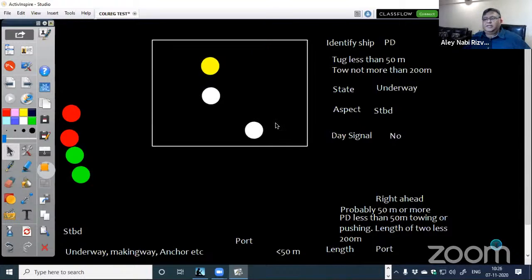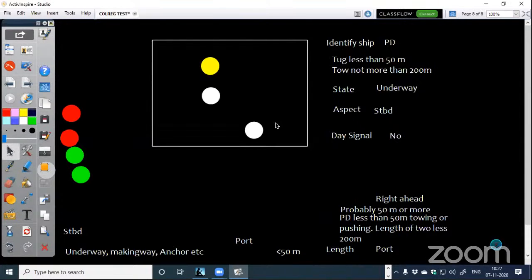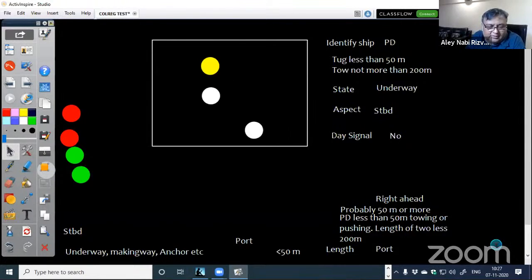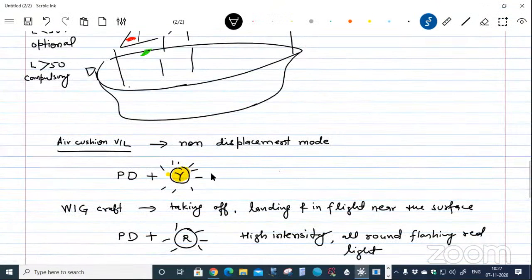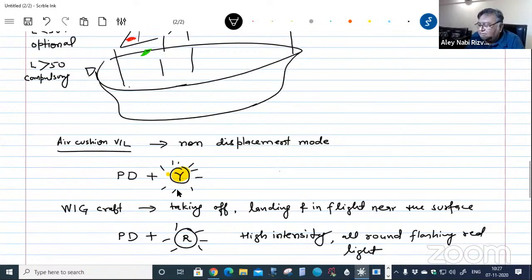Okay. Can you guess? Sir, air cushion vessel. What was the air cushion vessel? Pushing right alongside. Flashing element. This is not flashing.